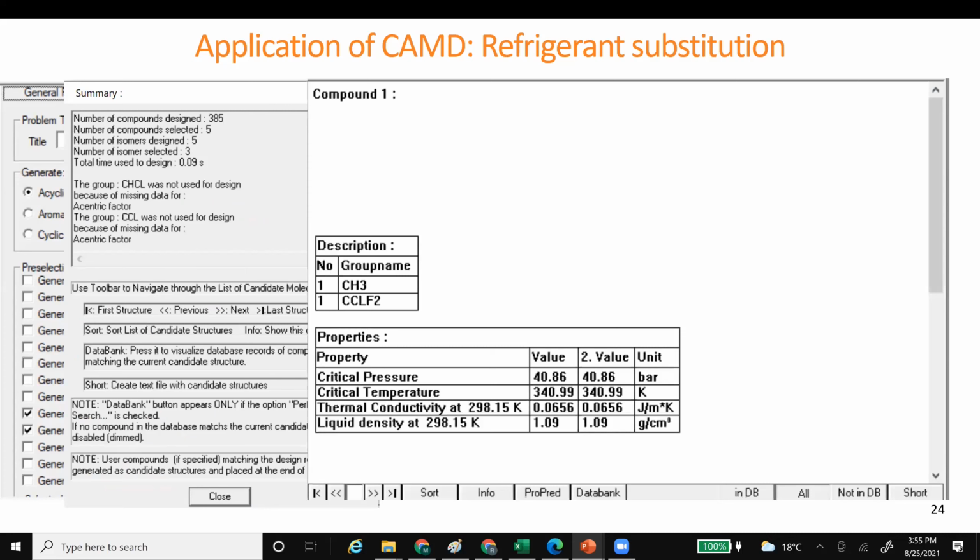And here is an example of the molecule and the chemical formula and the properties that we gave. We gave critical pressure, critical temperature, thermal conductivity, thermal liquid density. So as a starting point, these would be used in the refrigeration cycle simulation and so on. So that is the first step of the generation and selection of the candidate.